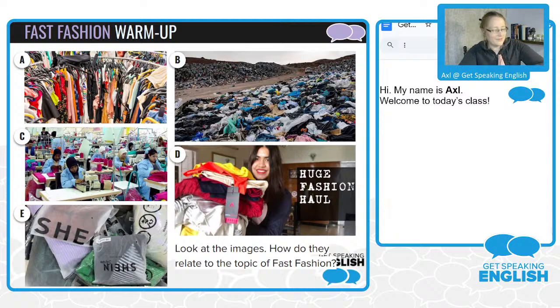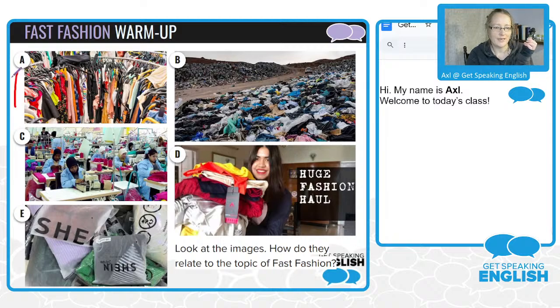Okay, so let's do this activity then. Let's brainstorm some vocabulary about fast fashion. I have five images here, and let's look at them and think how they relate to the topic of fast fashion. I have a pen somewhere. There we go.